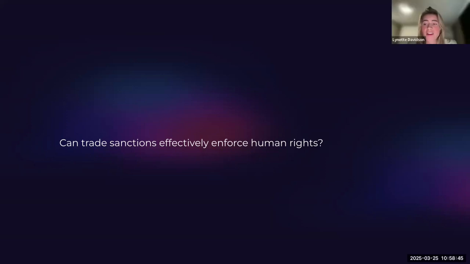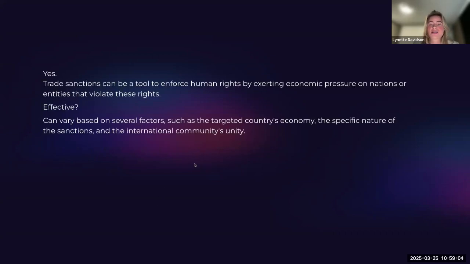That's a good answer. Given the time, we will go to the answer, so we have some more time to discuss if we have any questions. We're almost at the end of today's lecture as well. Now, can trade sanctions effectively enforce human rights? The question here is, is it effective, right? Trade sanctions can be a tool to enforce human rights because they exert economic pressure on nations or entities that violate these rights. But is it effective? This is based on different factors. Think about the targeted country's economy, the specific nature of the sanctions, and the international community's unity.